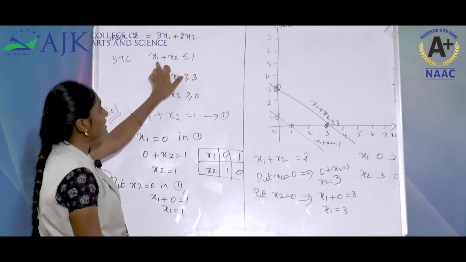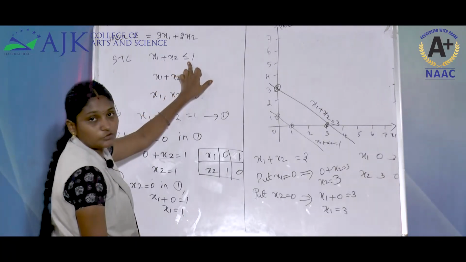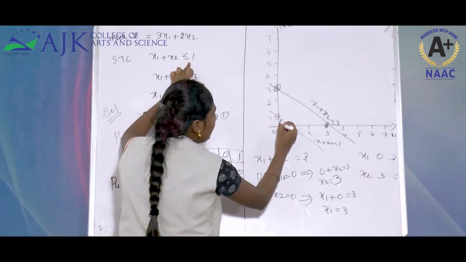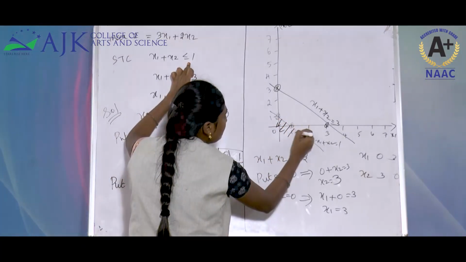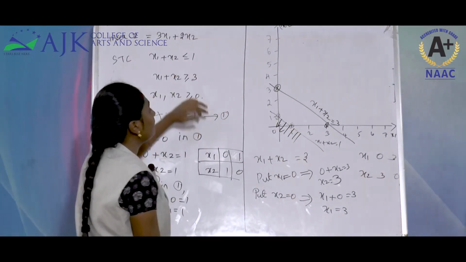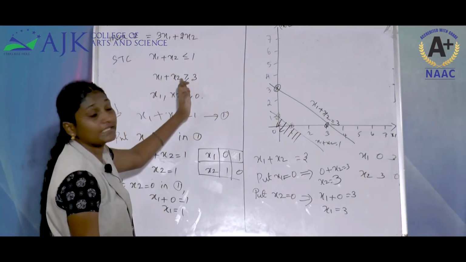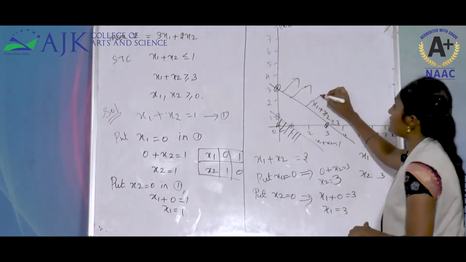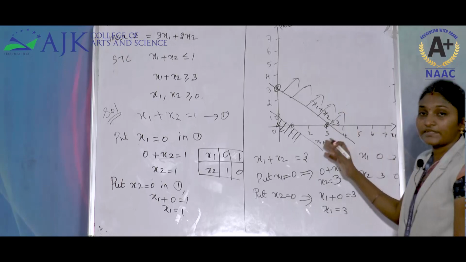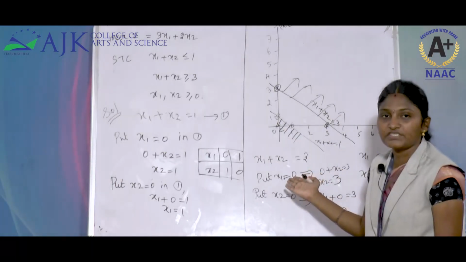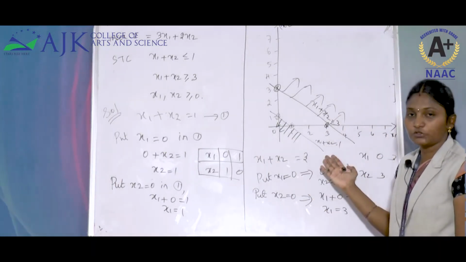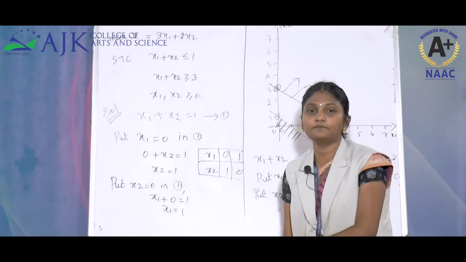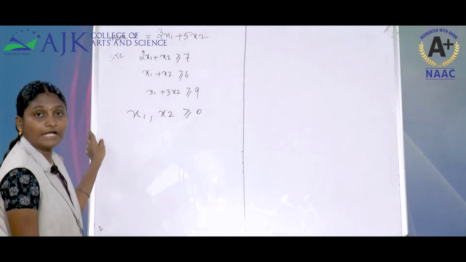The first inequality is less than or equal to 10. Less than or equal to type means inside the line. So this is our solution part, right? Next inequality is greater than or equal to 10. Greater than or equal to type means upwards, right? Is there any common region here? There is no common region, right? Therefore, there is no solution for the given LPP. Is it clear?